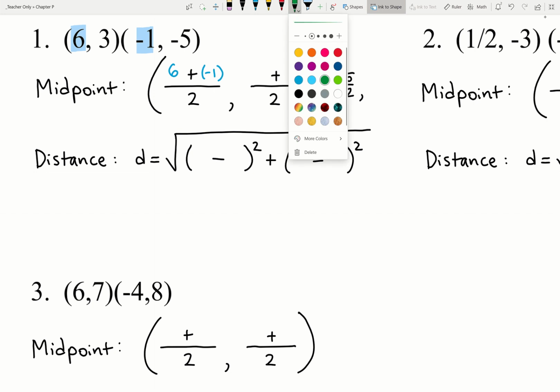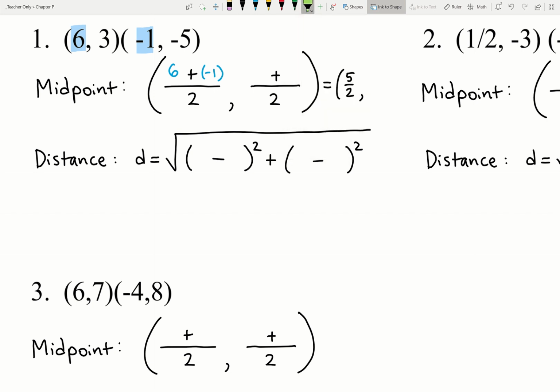And then if I move on to my y values, I'm going to be doing the same thing, just now for the y values. So here I have 3 and -5. So if I plug those in, I'm going to have 3 plus -5. That's going to give us -2 on the top, divided by 2, that'll give us a -1, okay? And so, in order to calculate the midpoint, we will go ahead and stick with this formula here, okay?